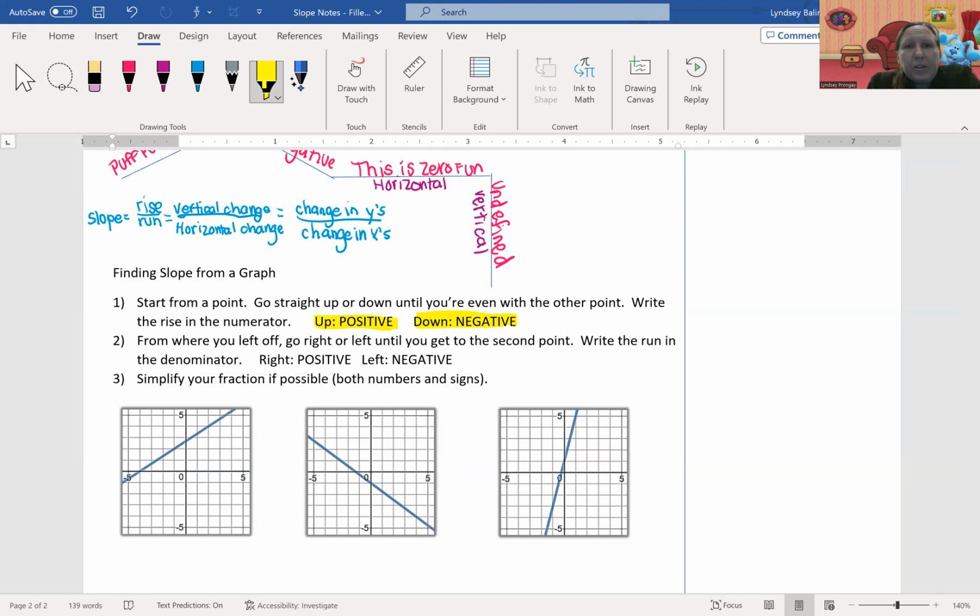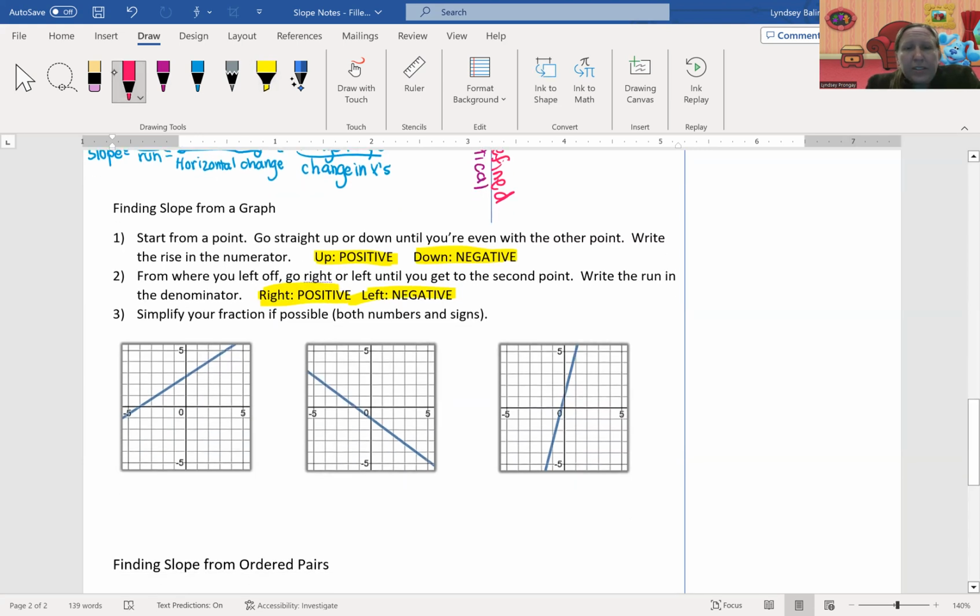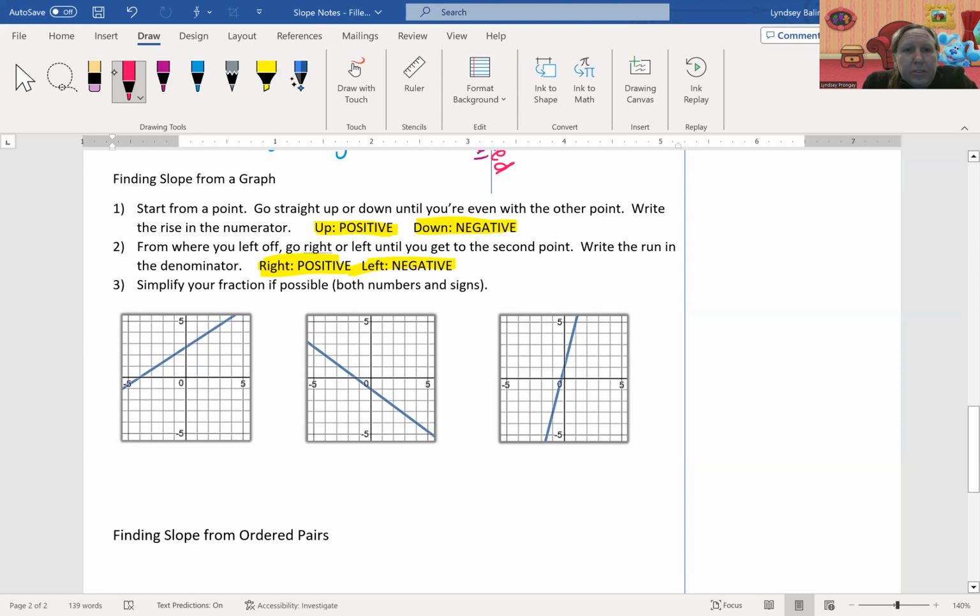From there, we're going to go right or left until we get to that second point, and that's our run that goes in the denominator. But just like a number line, right is positive and left is negative. So in our graphs, I happen to give us graphs where we don't have any points there, so we do have to find our points. Some graphs you look at will have the points given to you. Some graphs like these, you're going to have to find those good points to use. And we're going to find ones where it crisscrosses at that nice spot on the coordinate plane behind the line.